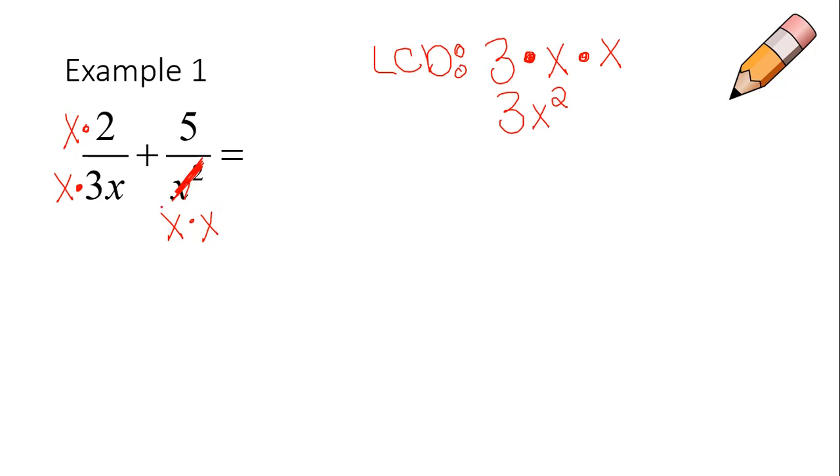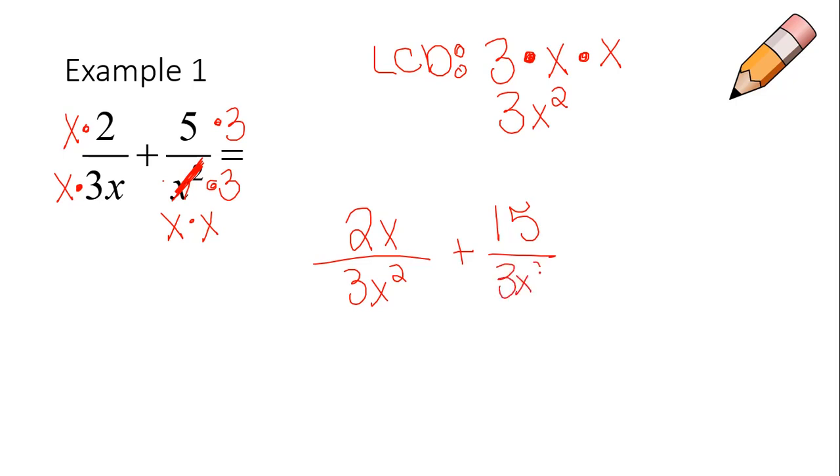Same thing. What do I need to multiply this denominator by to get this least common denominator? Well, 3, right? So I'm going to multiply the bottom by 3 and the top by 3. So I'm going to rewrite. I got 2x over 3x squared plus 15 over 3x squared. Notice, guys, now I have a common denominator. I can now add my numerators.